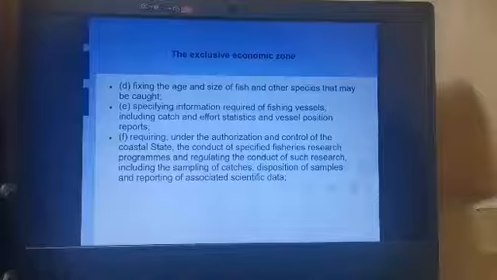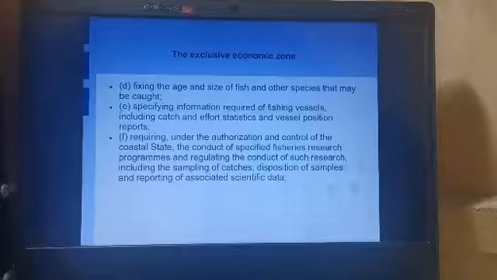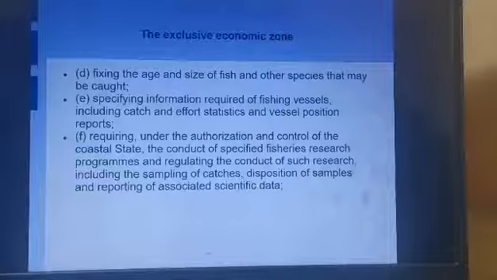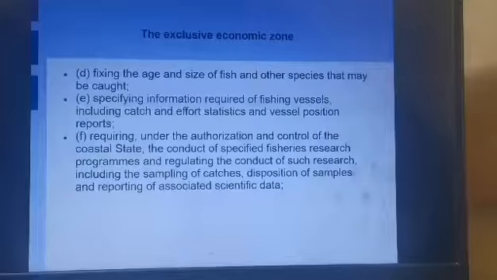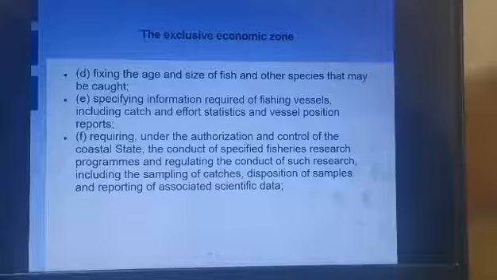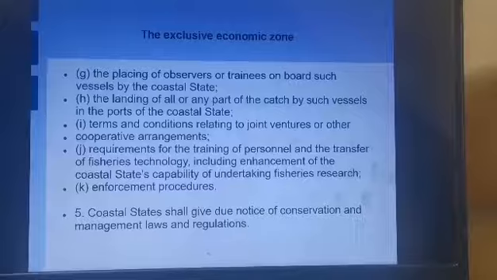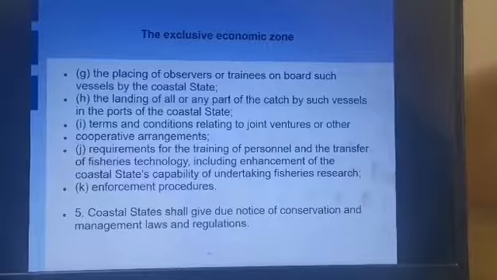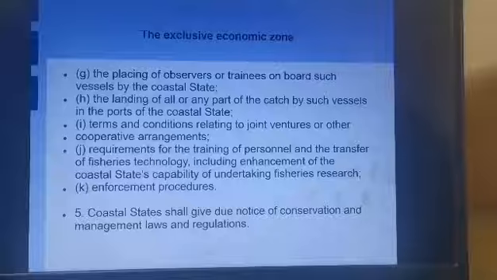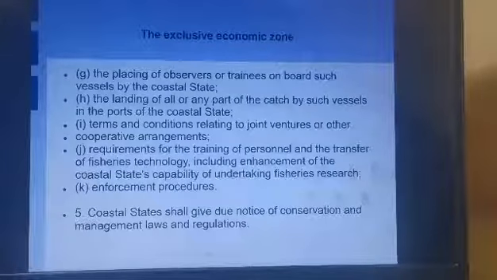E. Specifying information required of fishing vessels, including catch and effort statistics and vessel position reports. F. Requiring, under authorization and control of the coastal state, the conduct of specified fisheries research programs and regulating the conduct of such research, including the sampling of catches, disposition of samples, and reporting of associated scientific data. G. The placing of observers or trainees on board such vessels by the coastal state. H. The landing of all or any part of the catch by such vessels in the ports of the coastal state.